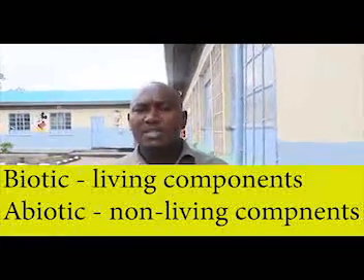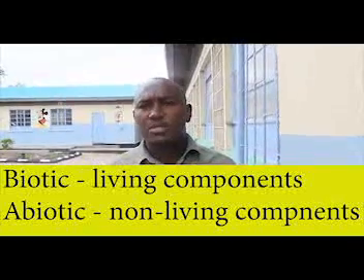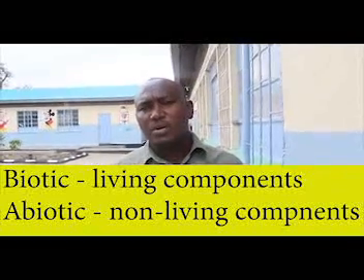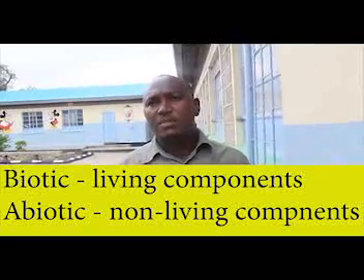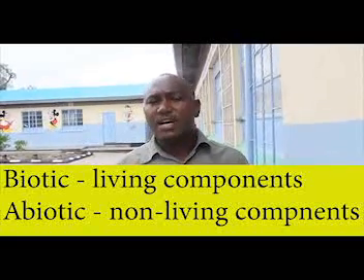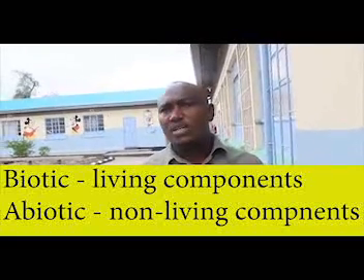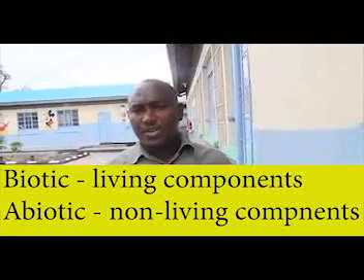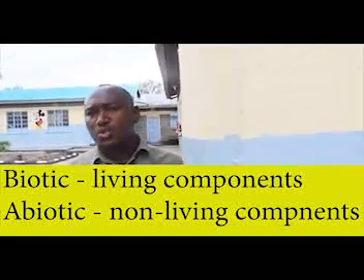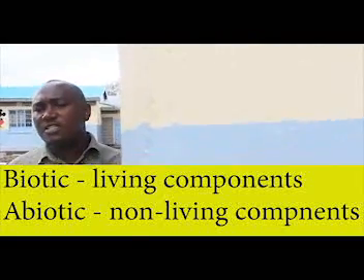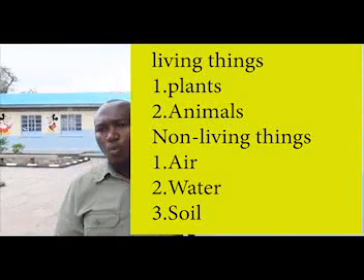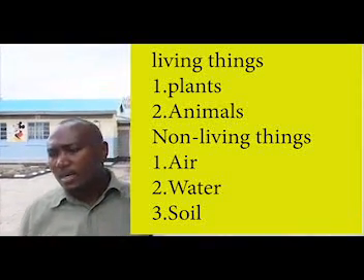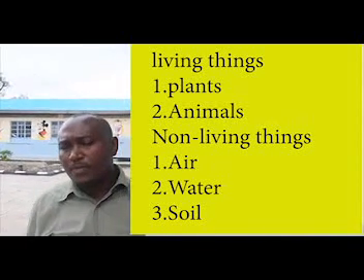In class 7 we learned about components of environment, whereby we said that we have biotic and abiotic. When I talk of biotic and abiotic, these are living things and non-living things. We say that we have 3 non-living things and 2 living things. The living things are plants and animals. Non-living things, we have water, air, and soil.